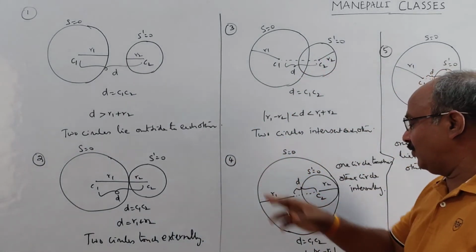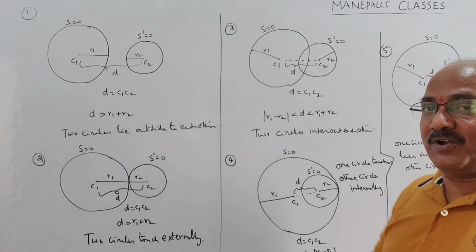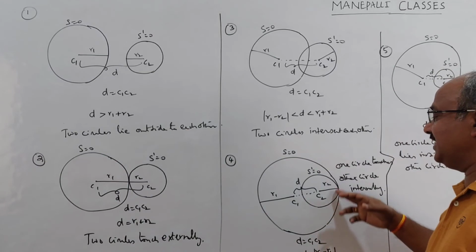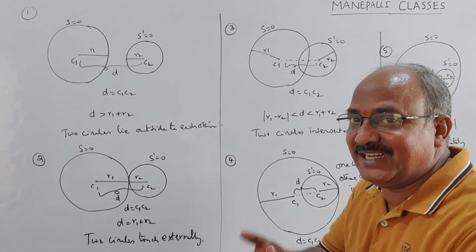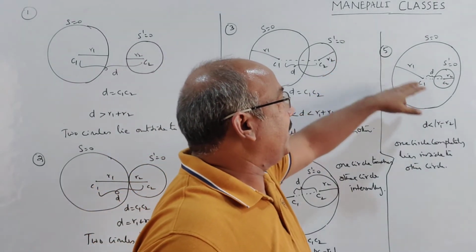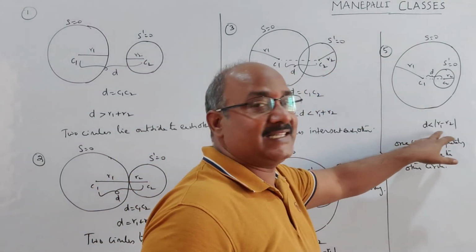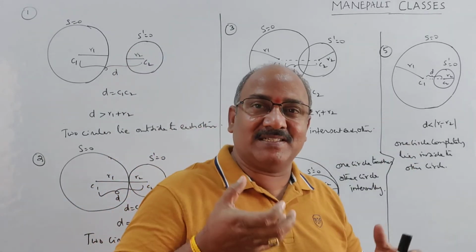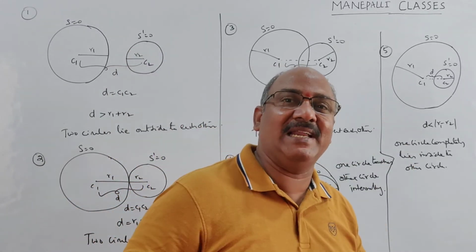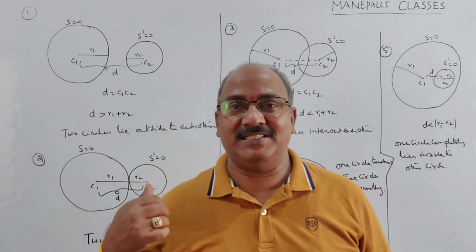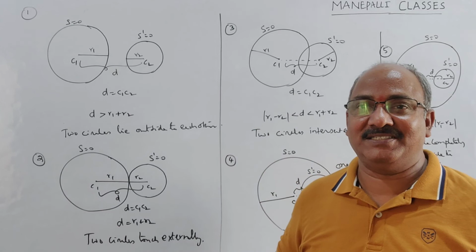And if you see in the 4th case, whenever D is equal to modulus of R1 minus R2, the second circle is touching the first circle internally. Coming over to the 5th point, whenever D is less than modulus of R1 minus R2, in this case, one circle lies completely inside the other circle. Hope you understood each and every point, all the 5 points.